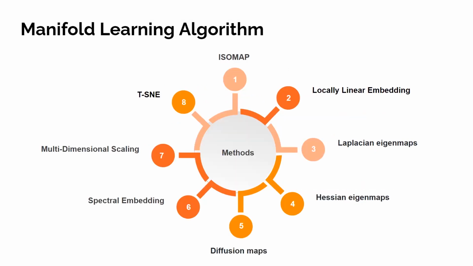So, manifold learning algorithms: there are various techniques for nonlinear dimensionality reduction. The typical techniques include Isomap, locally linear embedding, Laplacian eigenmaps, Hessian eigenmaps, diffusion maps, spectral embedding, multidimensional scaling, and t-SNE. But in this example, we will use the two most popular algorithms, namely Isomap and t-SNE.